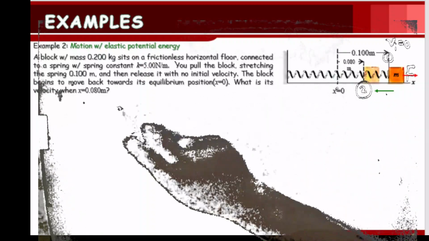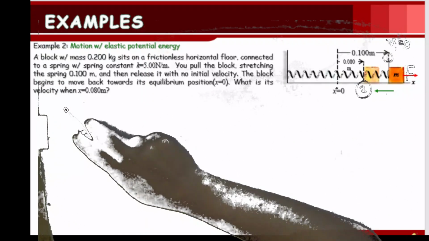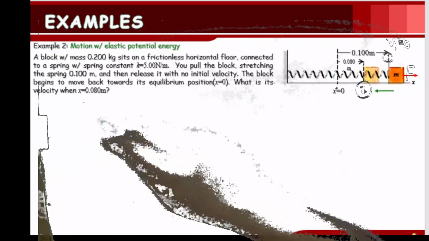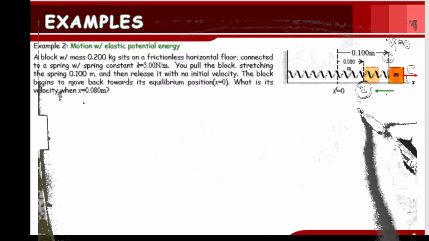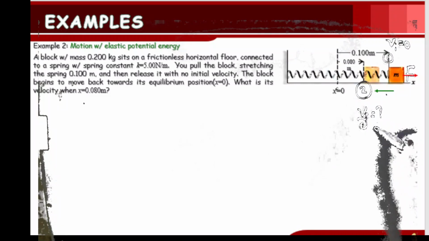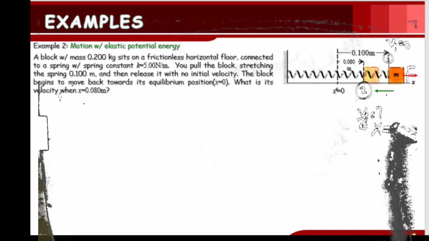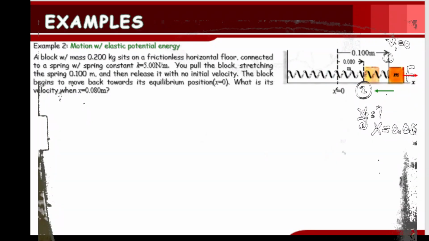Take note, we are asked about velocity. So you have to include magnitude and direction in this case. But how do we find that one? So gipangita is the final velocity at this point. Again, at your x equivalent to 0.08 meter. Okay, so how do we find that one?